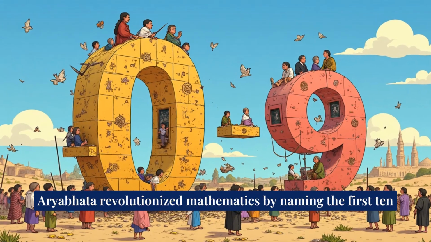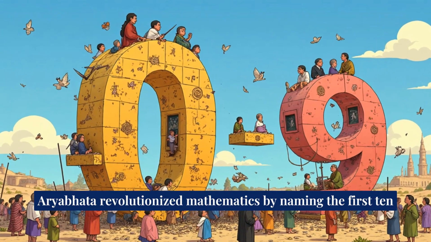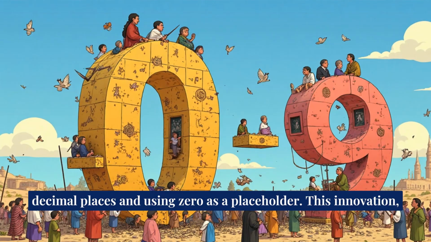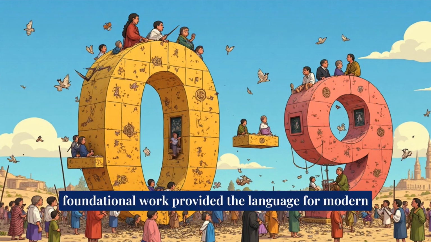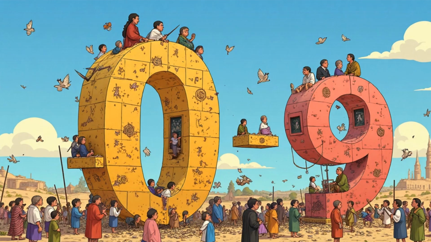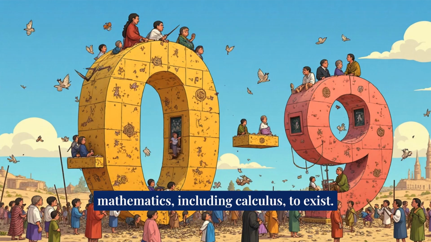Aryabhata revolutionized mathematics by naming the first 10 decimal places and using 0 as a placeholder. This innovation, once considered impossible, enabled the decimal system. His foundational work provided the language for modern mathematics, including calculus, to exist.